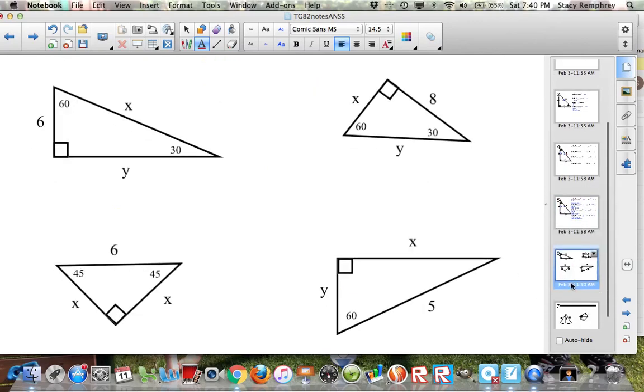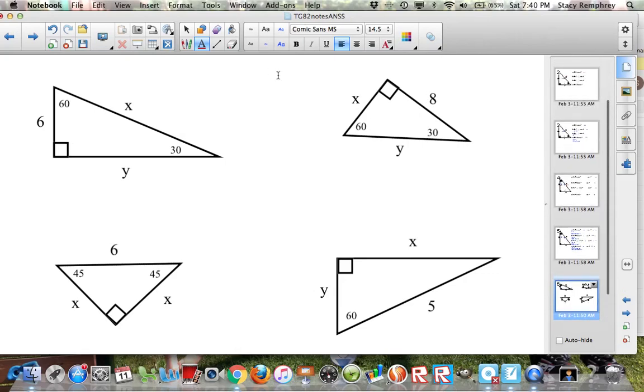As we get into these, I'm going to encourage you again to push pause, try them with your group, and then come back and I'll talk you through them again. So push pause now.